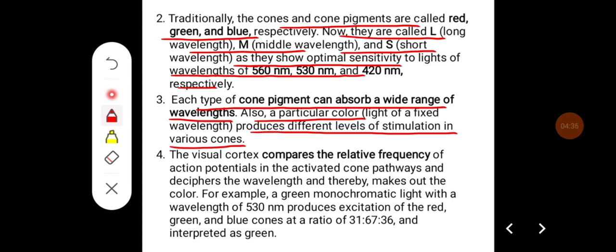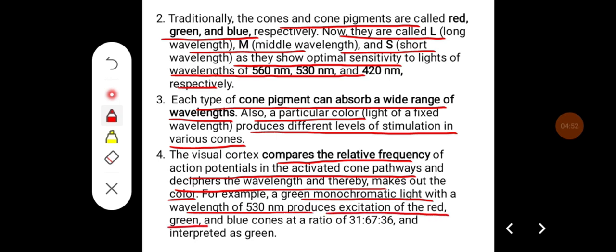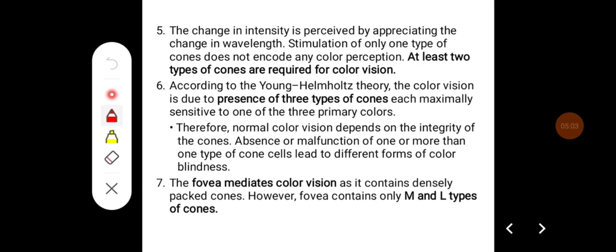The visual cortex compares the relative frequency of action potentials in the activated cone pathways and deciphers the wavelength, and thereby makes out color. For example, green monochromatic light with a wavelength of 530 nanometers produces excitation of red, green, and blue cones at the ratio of 31:61:36, and it is interpreted as green. The change in the intensity is perceived by appreciating the changing wavelength.